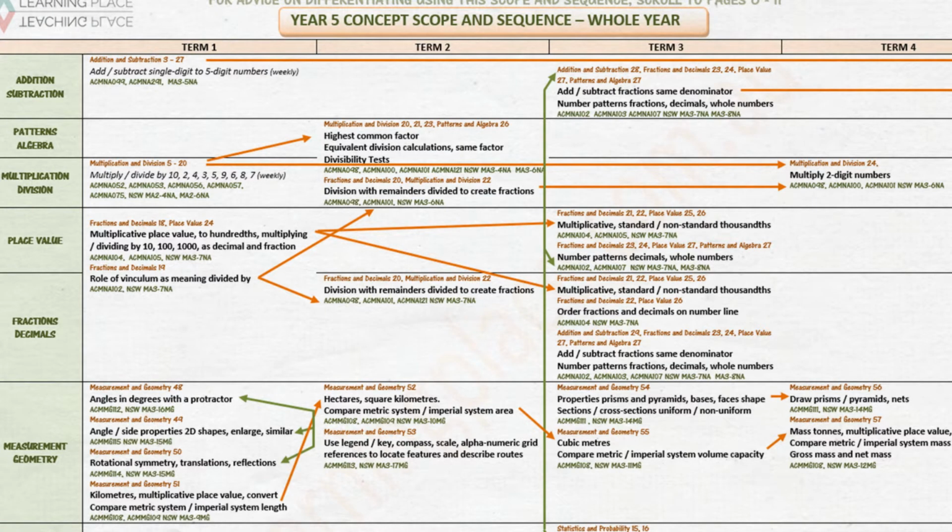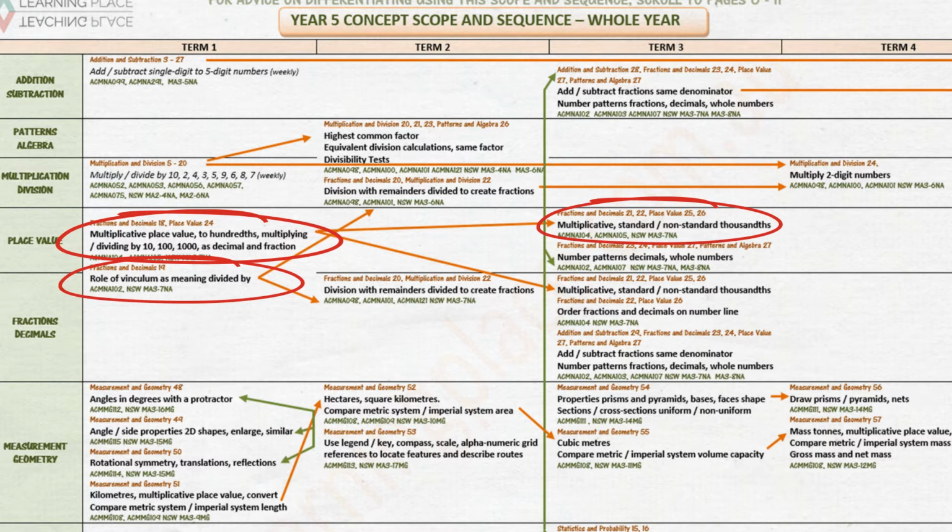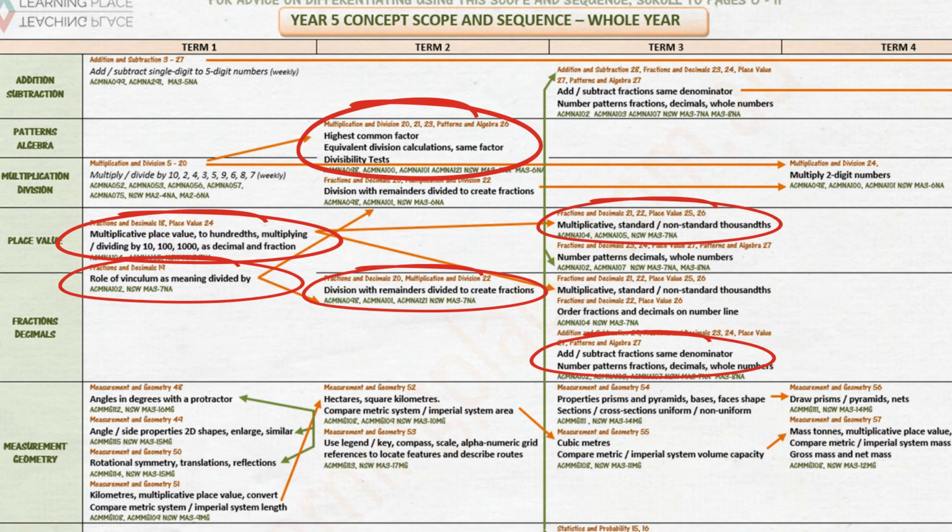As you can see, the focus of number and algebra in Year 5 is on extending multiplicative place value to multiplying and dividing by 10, 100 and 1,000 to thousandths. Students extend their understanding of fractions to explain the role of the vinculum, and use this understanding to divide remainders to create a fraction. They add and subtract fractions with the same denominator. They investigate highest common factors using their understanding of divisibility tests, and then use this understanding to simplify division calculations.